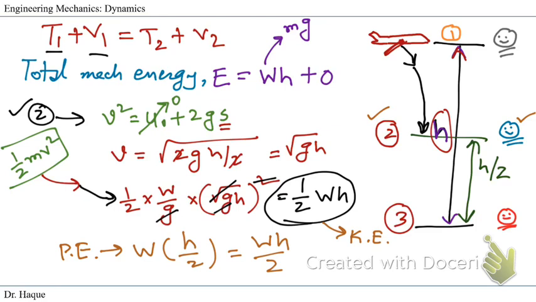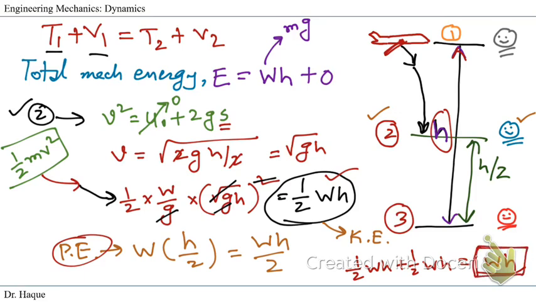So again, at position 2 we have the total mechanical energy. If we sum the kinetic and the potential, half WH plus half WH equals WH, which is for position 2. So you see this WH is equal to the WH over here, which was for position 1.